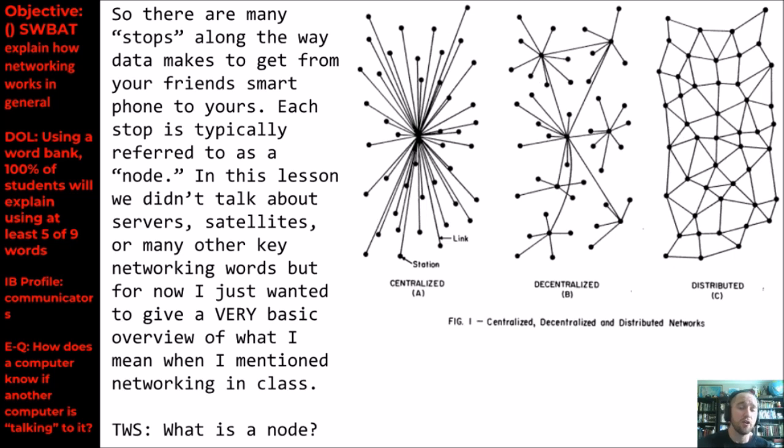And the last big vocab word I want to finish off with today is the term node. There are many stops along the way data makes to get from your friend's smartphone to yours. Each stop is typically referred to as a node. So in this lesson, we didn't talk about servers or satellites or other nodes like that. But they do exist. So in your own words, what's a node?